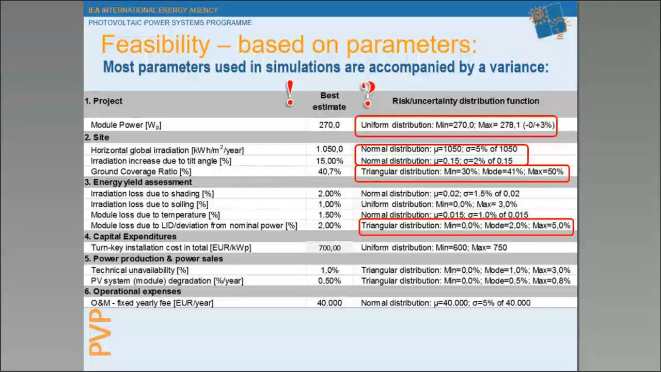Following that, we have our energy yield assessment parameters, including our irradiation loss due to shading, losses due to soiling, module loss due to temperature, and the module loss due to LID or the light-induced degradation. After that, we have our capital expenditures, our turnkey installation cost, our power production and power sales, which are dependent upon, among other things, the technical unavailability, and the PV system or PV module degradation after the first year. And of course our operational expenses, which we term as the fixed yearly fee.